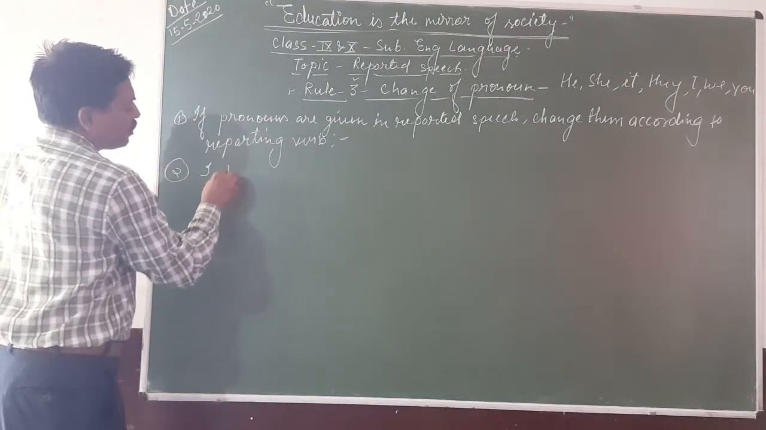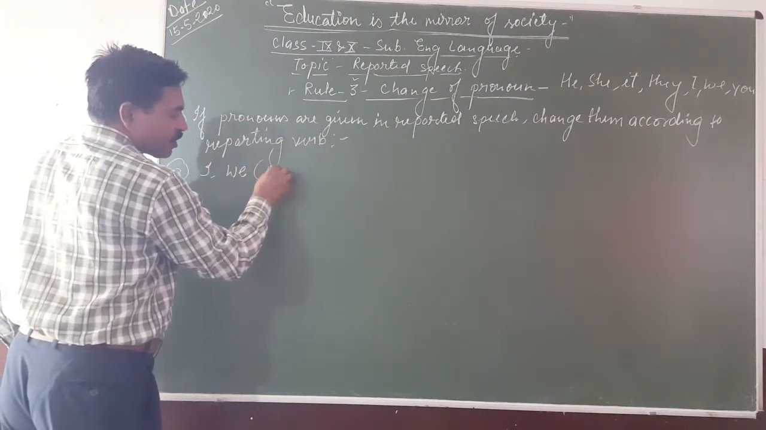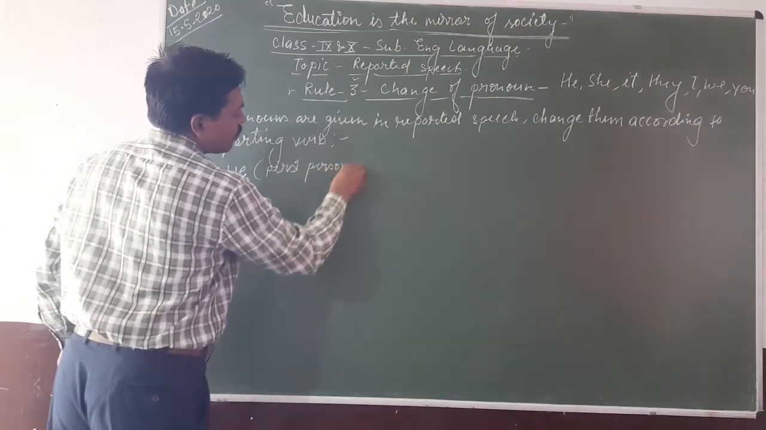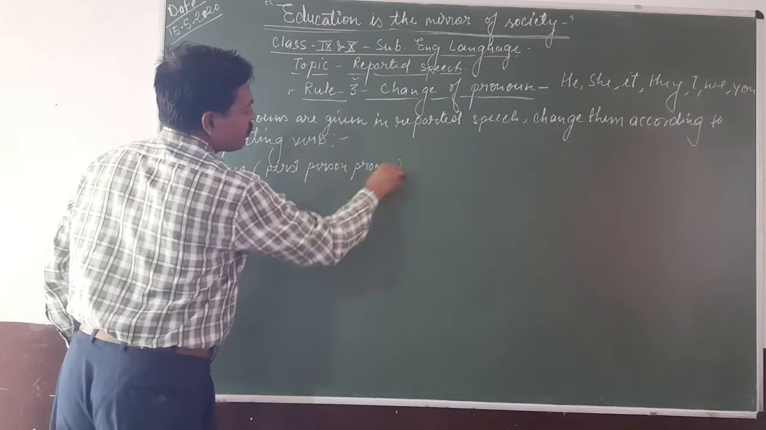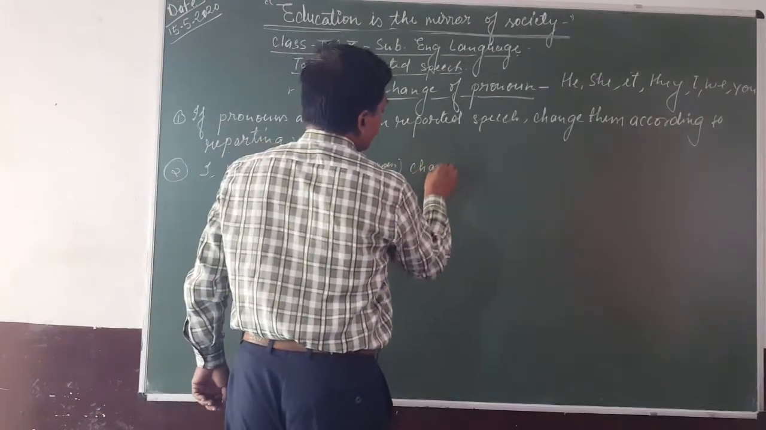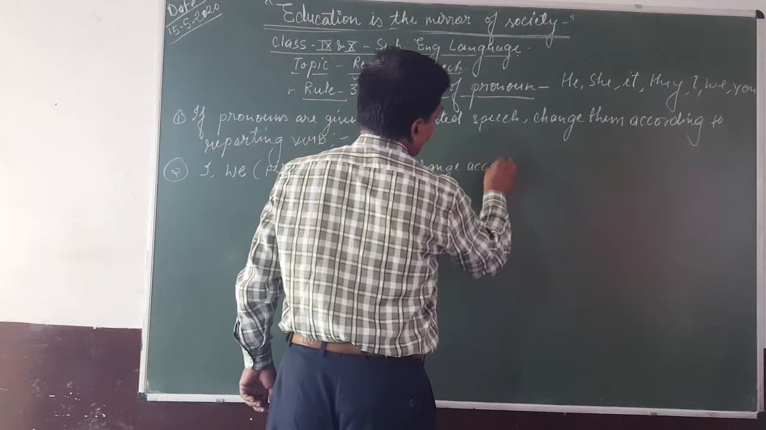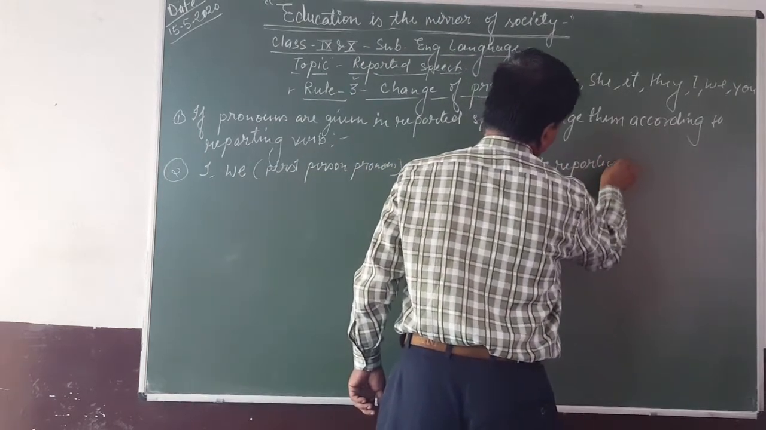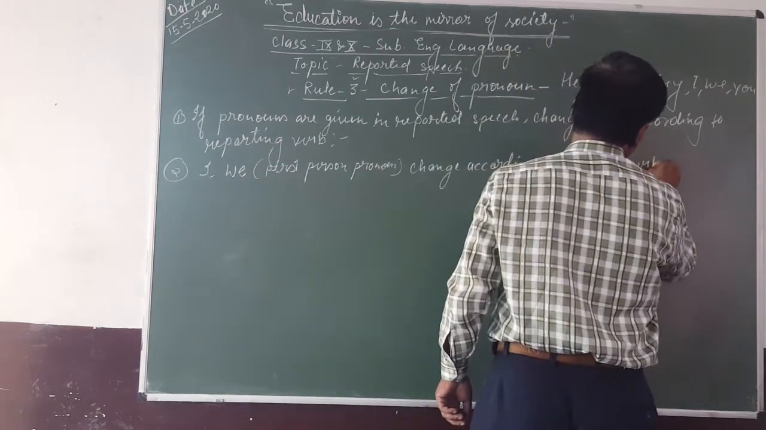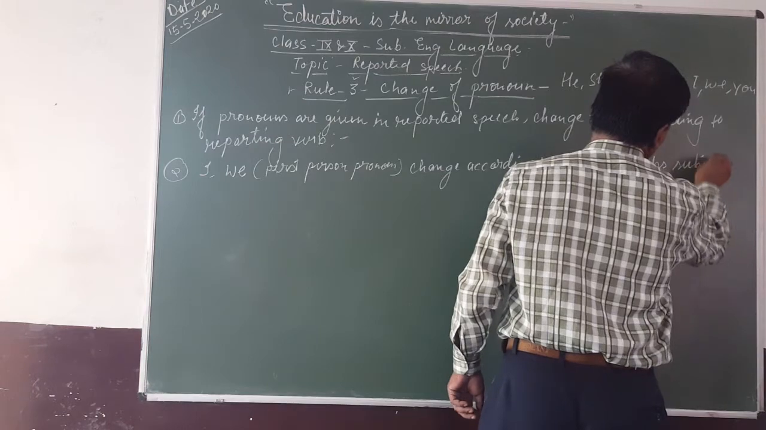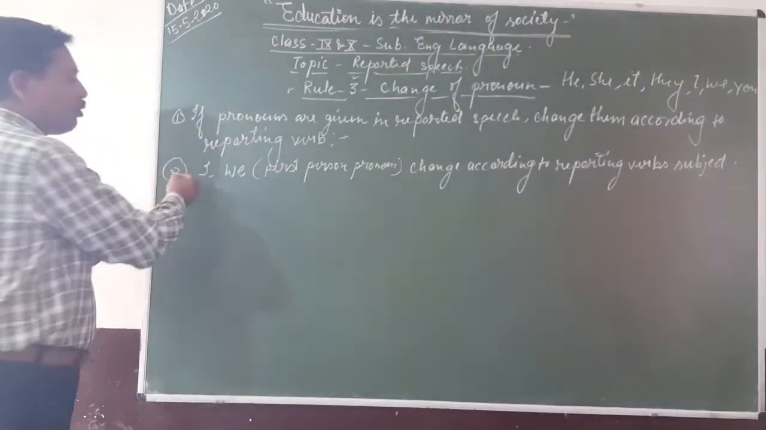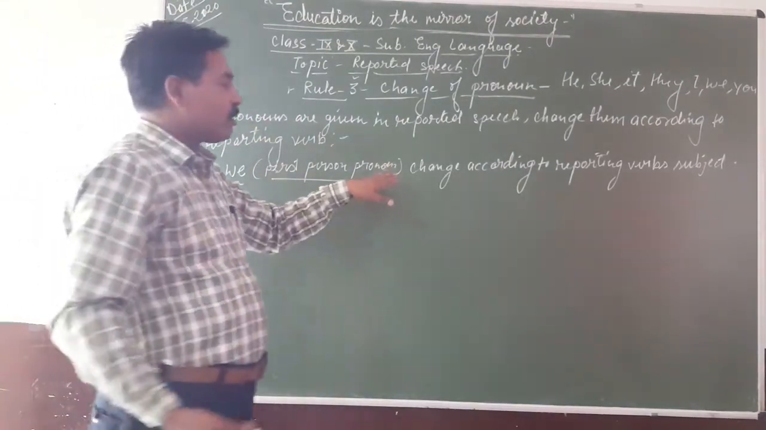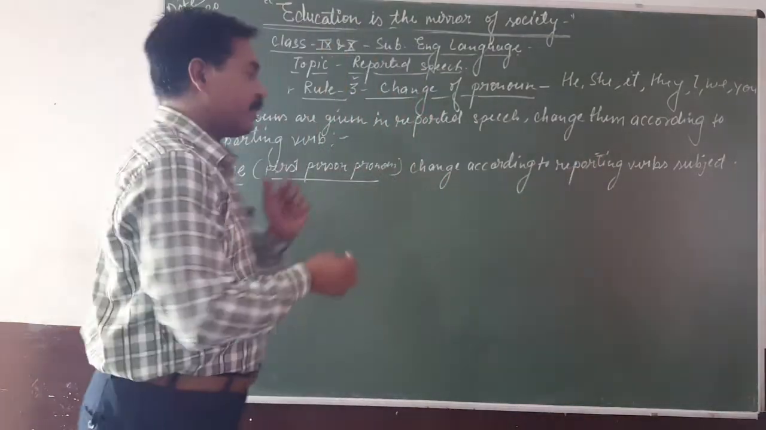Second, I and we are first person pronouns. The second rule is: I and we, the first person pronouns, change according to the reporting verb's subject.